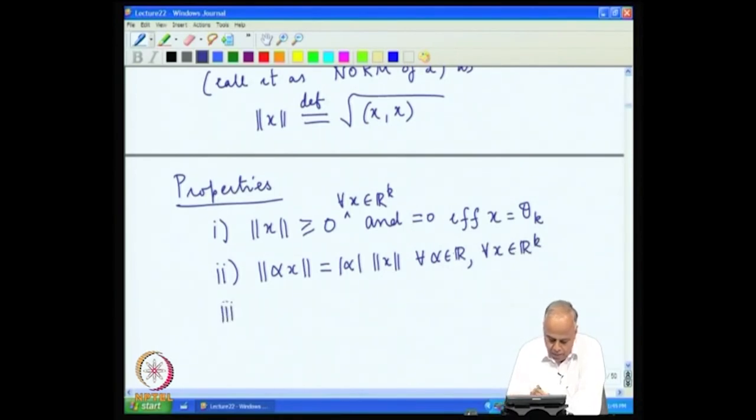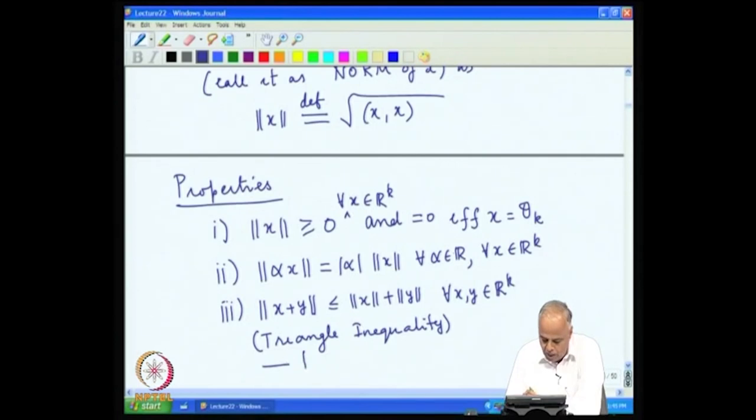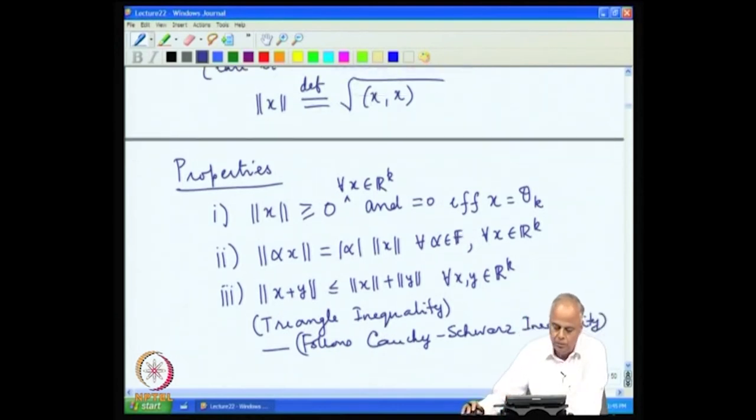And the third is a property of the effect of this notion of length on the basic operation of addition: the norm of x plus y is less than or equal to the norm of x plus the norm of y, for every x, y in RK. This is called the triangle inequality. We shall not get involved in a proof of this. This follows from what is known as the Cauchy-Schwarz inequality. We shall look at it at a later time, but it follows from the notion of a Cauchy-Schwarz inequality.